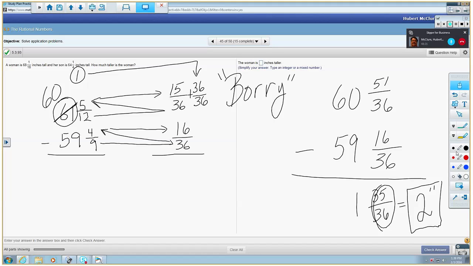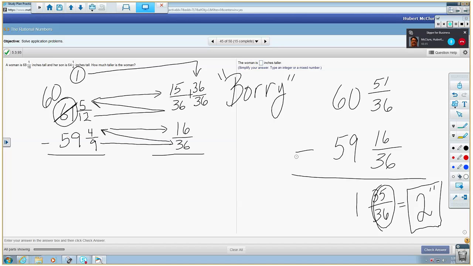I was telling y'all that this is close to 2 inches because these two numbers are so close to each other. If this was 31 over 36, it wouldn't be close to 2 inches. If it was 18 over 36, it wouldn't be close to 2 inches. But since it's 35 over 36, that's right up next to 2 inches. Okay? All right, look at this one.